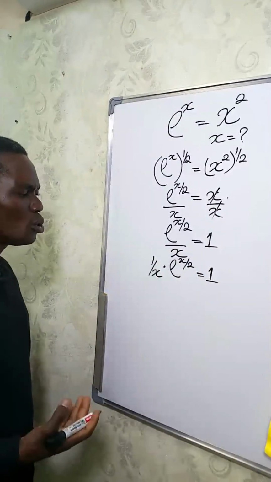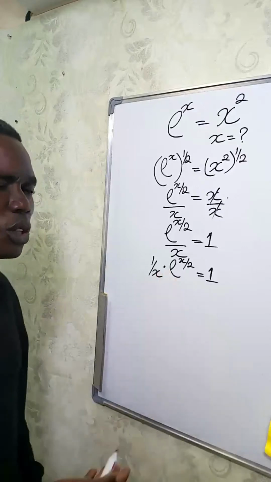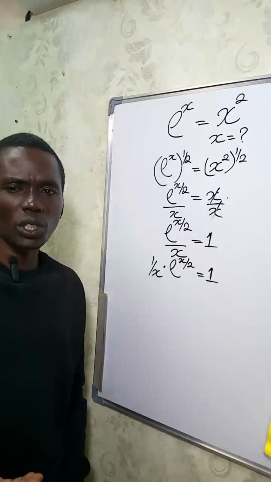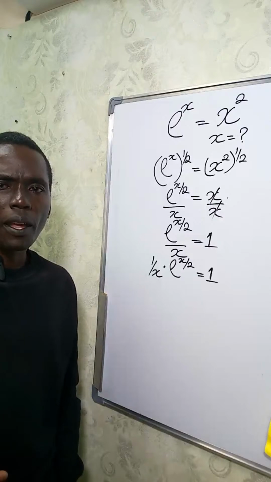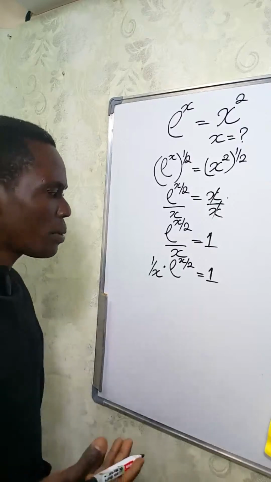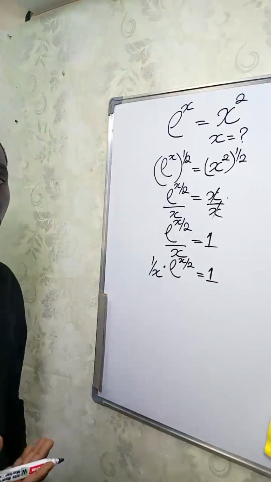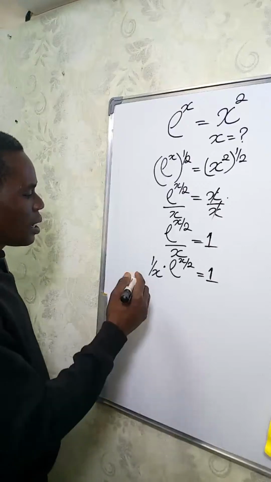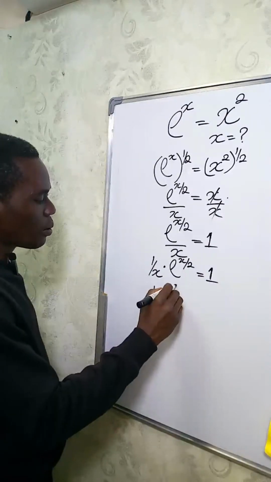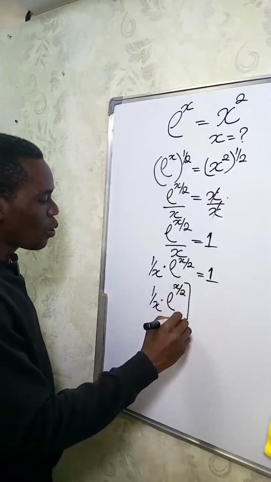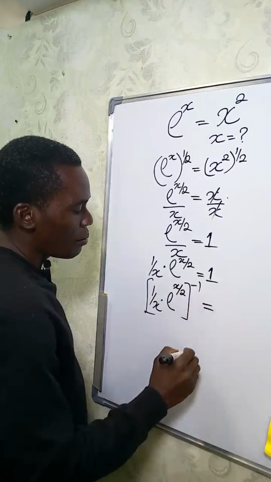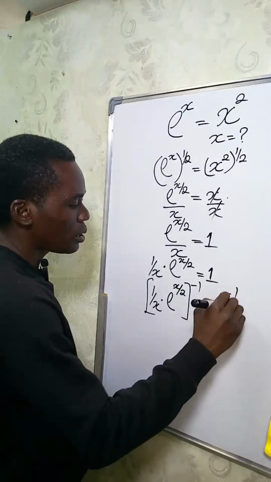Now, what I need to do is to mend this expression such that it looks like the Lambert W function expression. Now, how do I do that? Let me see the need of multiplying both sides by -1. I'll multiply both sides by the power of -1. If I multiply both sides by the power of -1, that means this whole expression, 1 divided by x multiplying e to the power of x divided by 2, will all be raised to -1, right? And then I will have 1 to the power of -1.